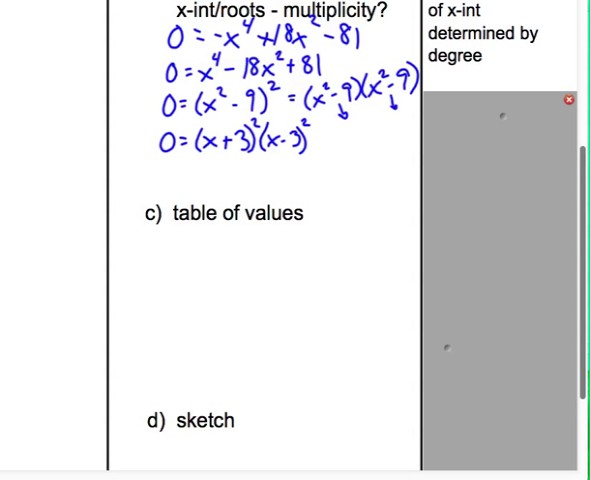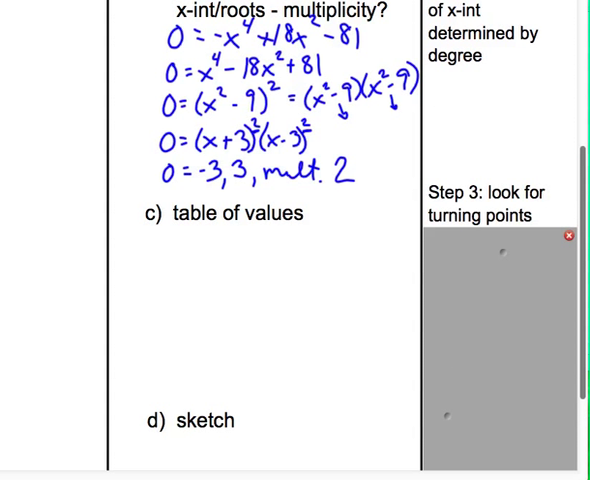Finally, we're going to solve for our zeros. We have zeros of negative 3 and positive 3. And because each of these binomials is squared, each of these zeros has a multiplicity of 2, which means that these are turning points for our graph. So we'll see that when we sketch our graph in a little bit.